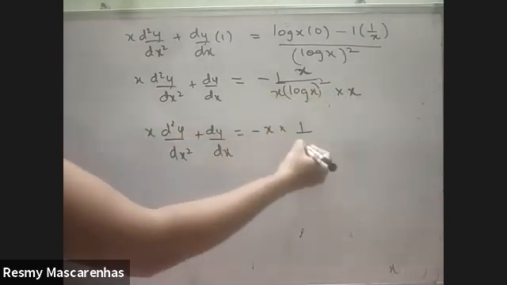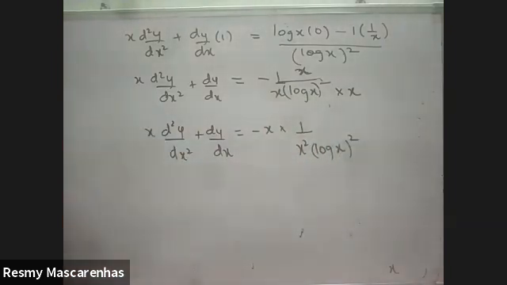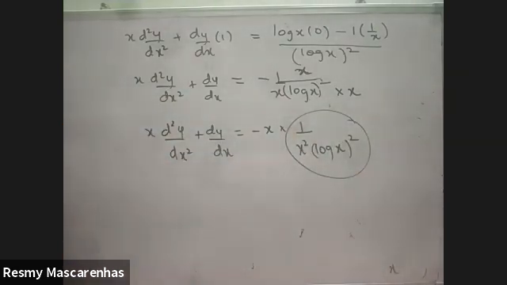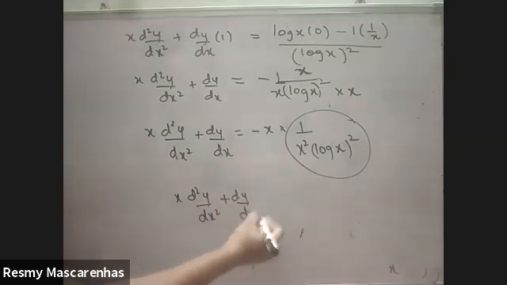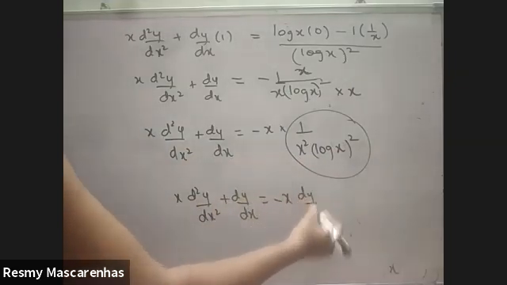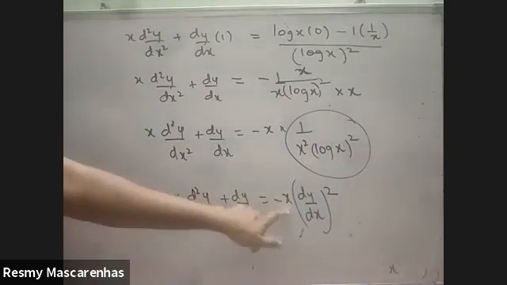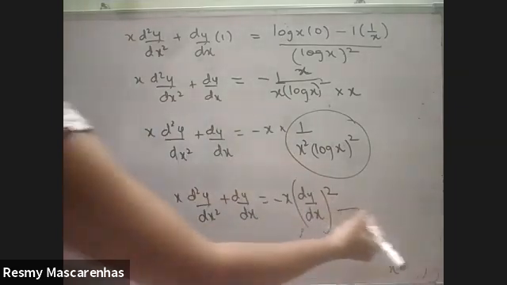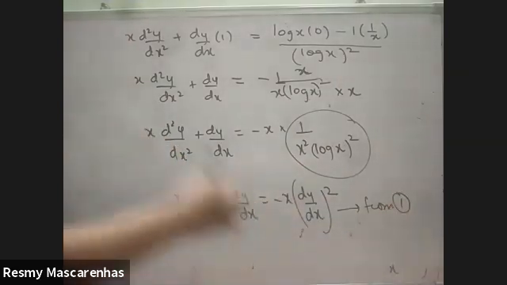Now x into x is x square log x square. And this is nothing but your dy by dx, the whole square. And then bring this term this side, again equate it to 0. So you got your answer. And if you want, you write from 1. Bring it this side, make it plus.